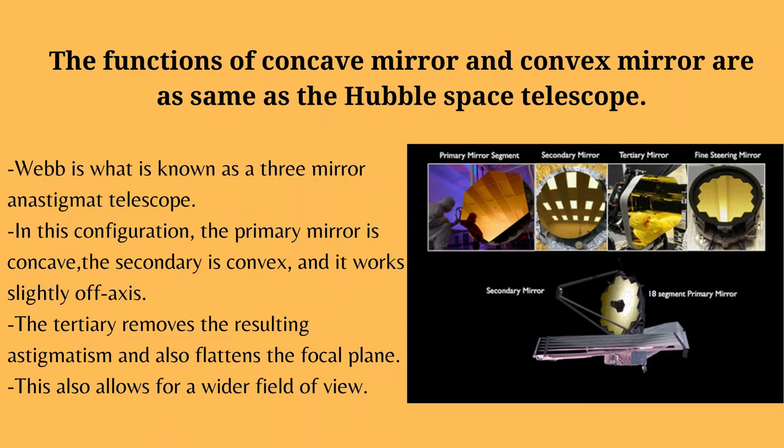The tertiary mirror removes the resulting astigmatism and also flattens the focal plane. This also allows for a wider field of view. The mirrors are covered with gold because it significantly increases the reflectivity of the telescope in infrared light.